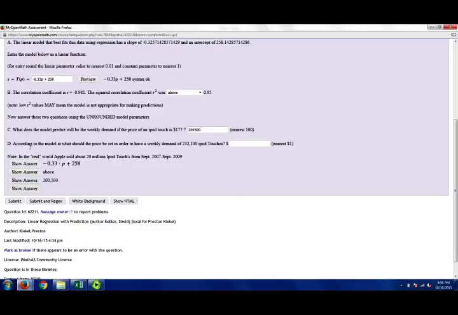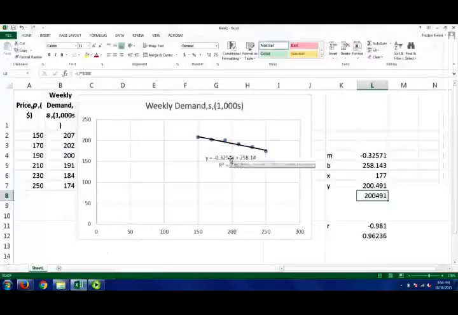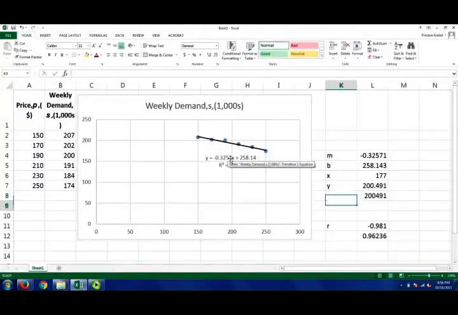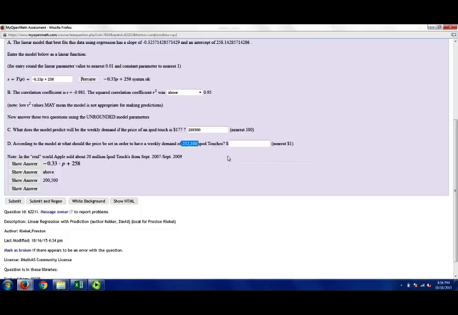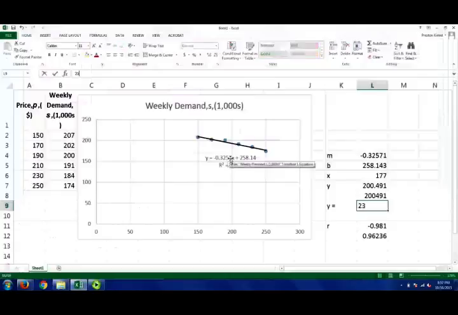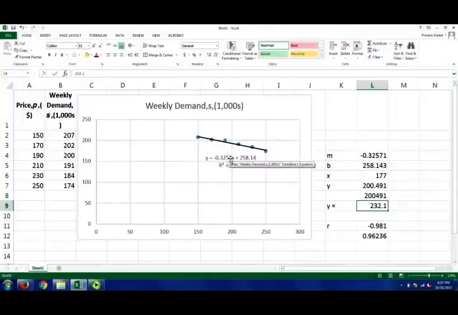And last part of the question, according to the model, what should the price be set at in order to have a weekly demand of 232,100 iPod Touches? Well, that means that I have y set equal to that value. Y equals 232.1, because recall, we divided by 1,000 for this exercise. And now I have the y, and I just have to solve for x.